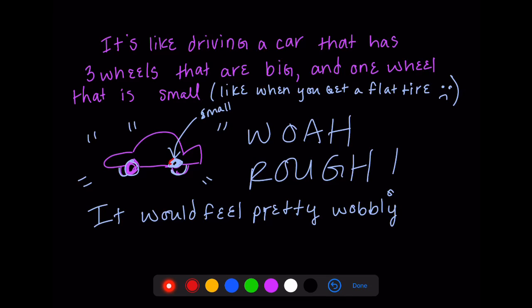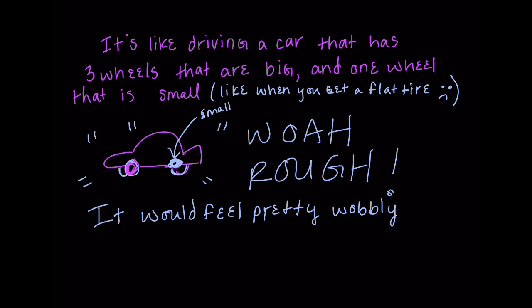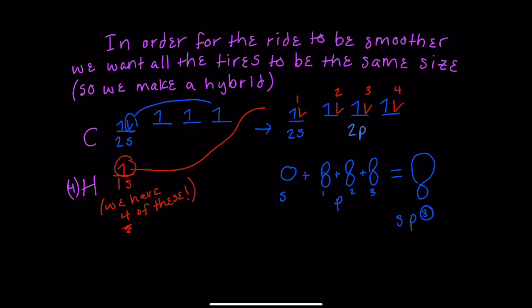If we didn't do this, it would be like driving in a car that has three wheels that are all the same size, but one wheel that's smaller than the others. Like the three P's are all the same size, but the S is a little bit smaller. When you get a flat tire, you can feel that it's real wobbly, so we don't want that. Wobbly would be more like unstable. So in order for us to have a smoother ride, for carbon to have bonds that would all be the same size and the same energy level, it's going to hybridize within itself.